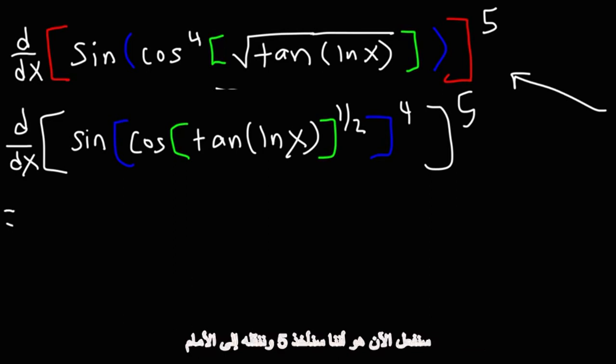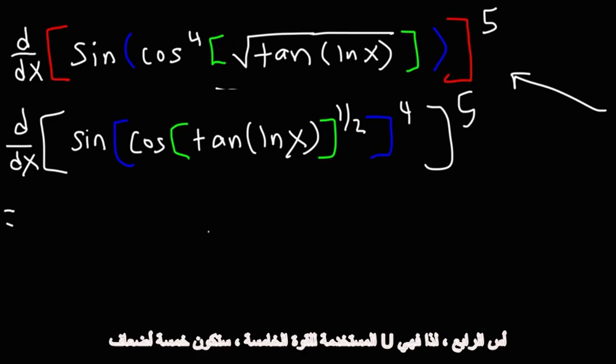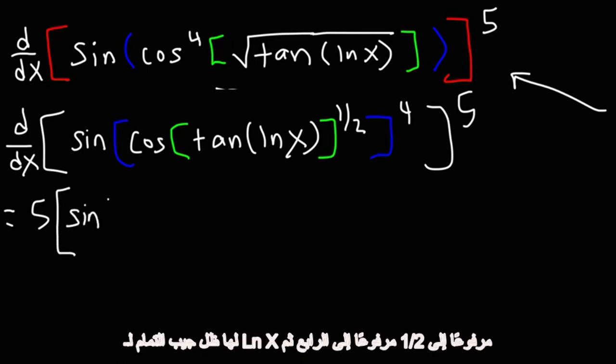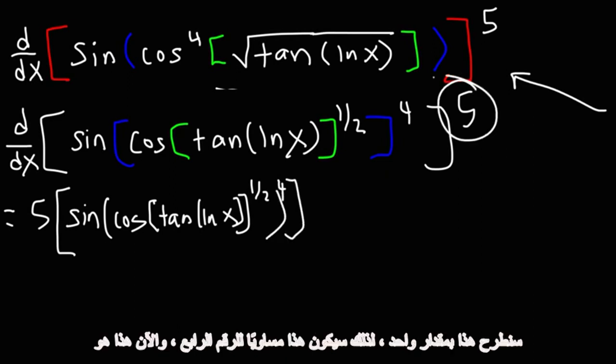So what we're going to do now is take the 5 and move it to the front. We're going to find the derivative of the outer part of the function. So if this was u to the 5th power, it would be 5 times u to the 4th power. So it's going to be 5, and then we're going to keep everything on the inside the same. So we have sine, cosine, tangent of ln x raised to the 1/2 raised to the 4th, and then we're going to subtract this by 1, so this is going to be to the 4th.